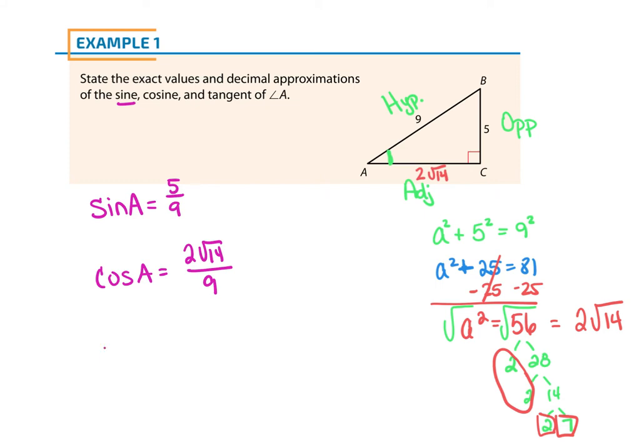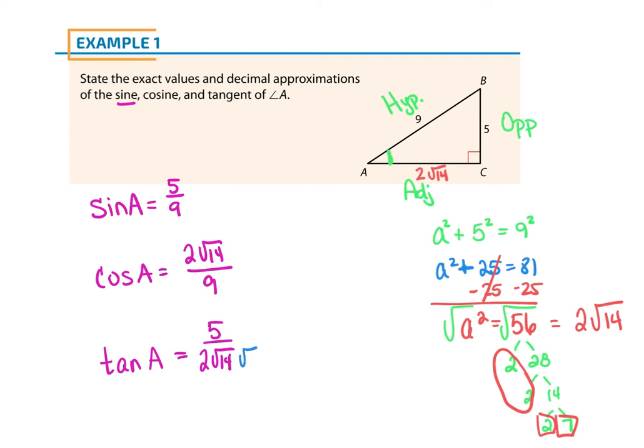The tangent of A is going to be the opposite side over the adjacent. 5 over 2 square root of 14. I do not leave it that way. Why don't I leave it that way? What do I have in my denominator? The square root. How do I get it out of the denominator? Multiply top and bottom. Yep, by the root.